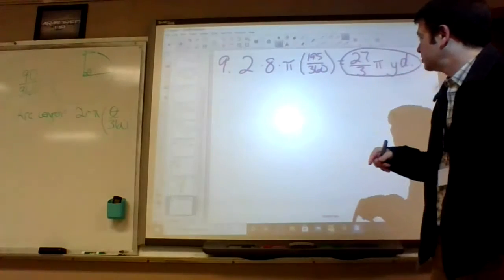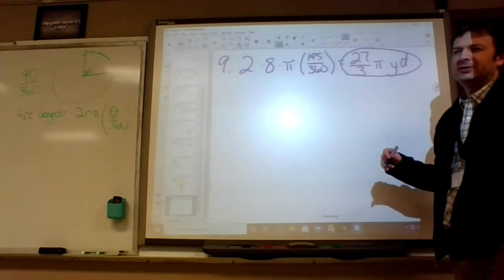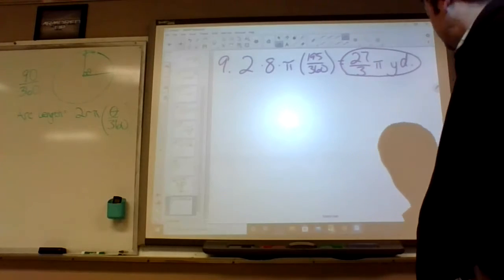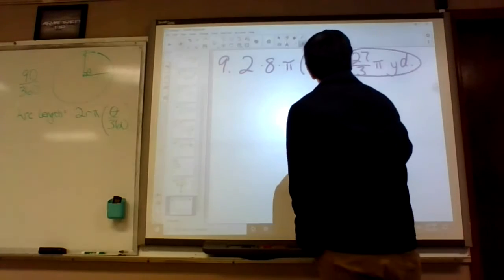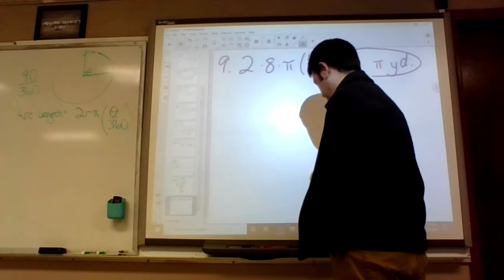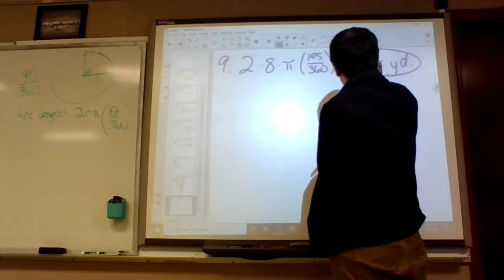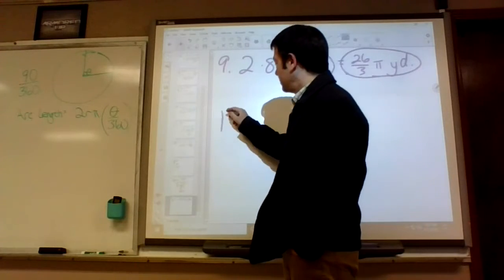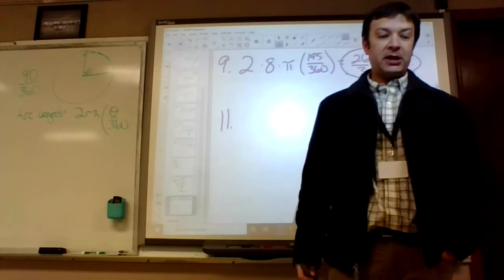I think I did something wrong. You got 26 thirds? Yeah, that's what I got. Oh, did I write it down? Oh yeah, it was 26, you're right. What the heck did I do? Yeah, 26.